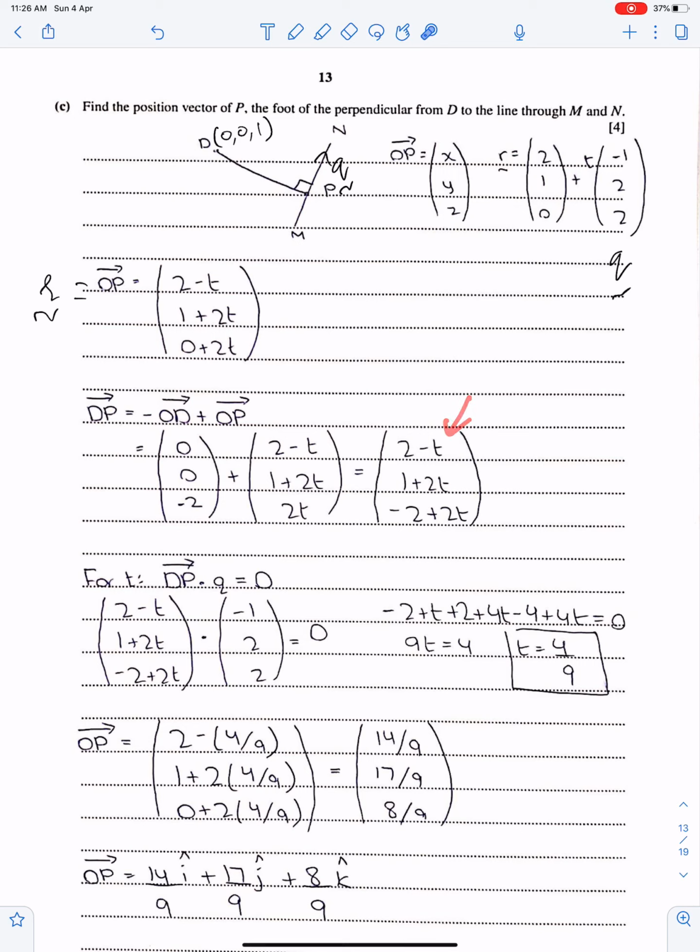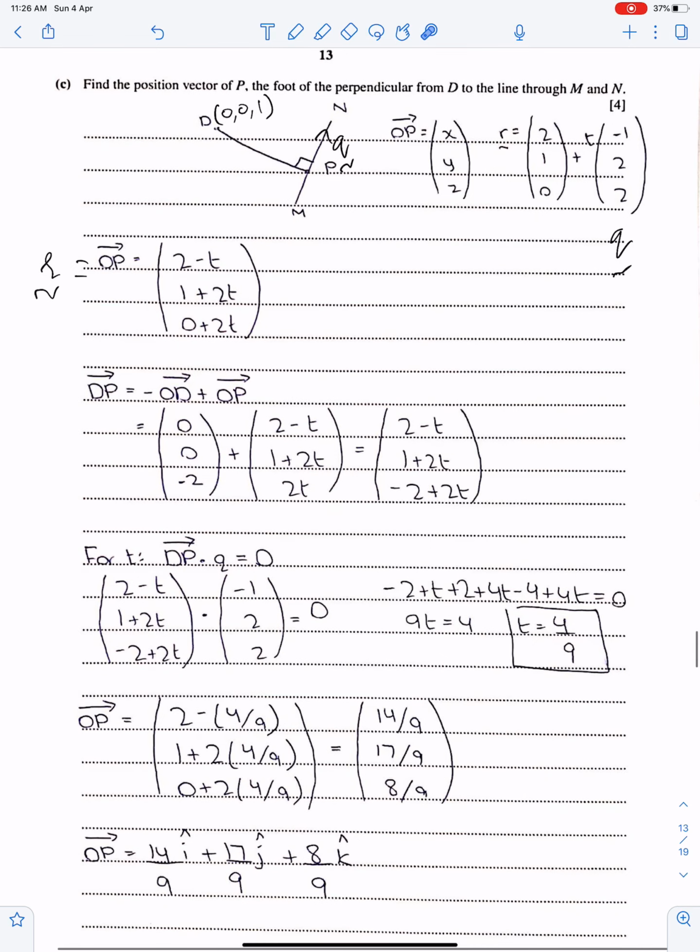For t, you need to take the dot product of this vector DP with q because both are perpendicular. So their dot product must be 0. DP dot q must be 0. And t is this. Now substitute t here and get the vector DP. Sorry, you don't need to find its magnitude, you just need to find the position vector. So just write this in this way. We use this method to find the shortest distance from a given point to a given line. In this question, they just ask to find the position vector. That is why we are leaving the question here.